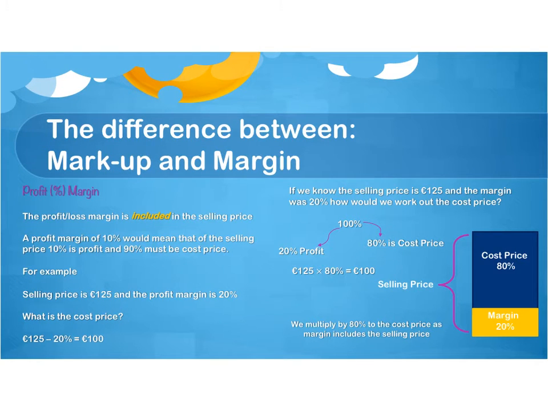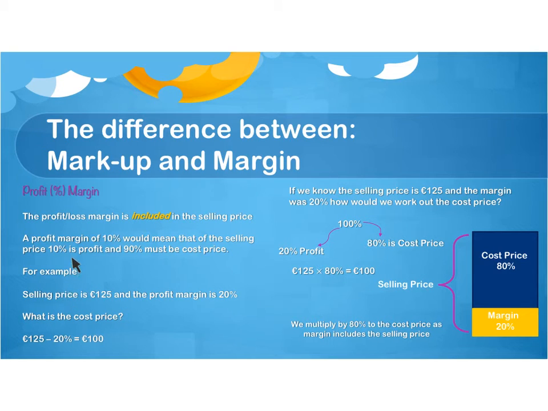Now, the opposite is true for the margin. So the margin, profit or loss margin, deals with the selling price. So basically, the profit or loss margin is included in the selling price. So to get the selling price, you're not adding it on. The margin is included in the selling price, so the cost price now is not 100%. It's 100% minus whatever your margin is.